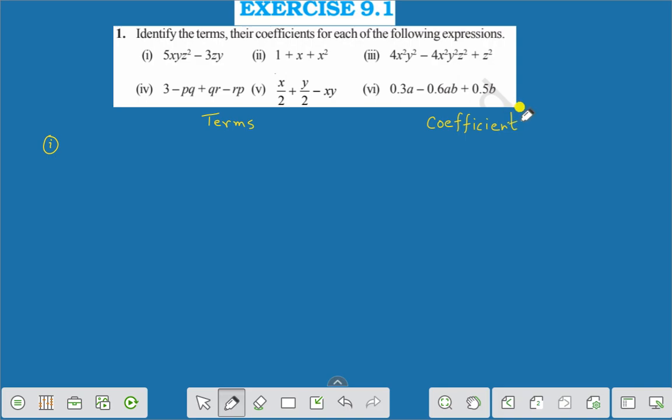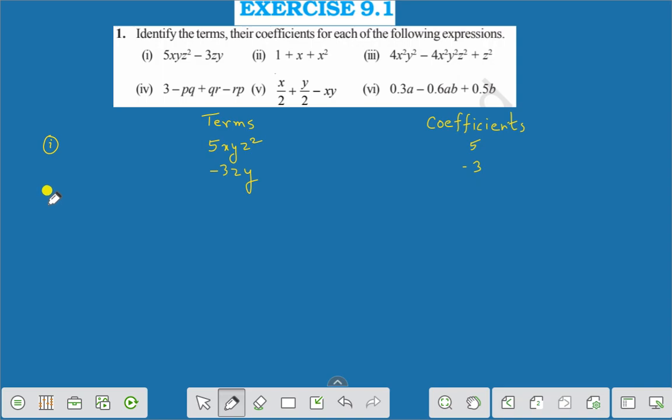In question number 1, you see there are two terms. One is 5xyz square, and another term is minus 3zy. Here you see xyz square is multiplied with 5, therefore the numerical coefficient of this term is 5, and minus 3zy is multiplied with minus 3, therefore the numerical coefficient is minus 3.